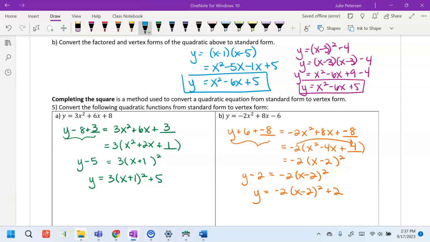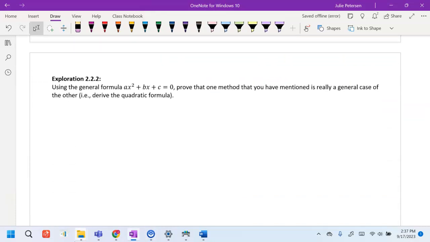All right, so now we're going to take a look at exploration 2.2.2, which is taking our standard form of a quadratic, ax squared plus bx plus c. We're going to prove that the method that we just did is really a general case of another, meaning we're going to complete the square so that we can solve for x. So our goal is a little bit different than putting it in vertex form. The goal here is to solve for x by completing the square.